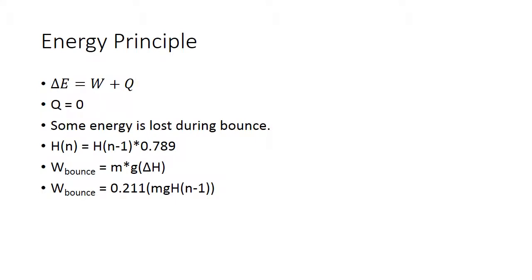Now, why isn't the ball returning to its full height? The energy principle states that the change in energy is equal to the work plus heat. Since there is no heat transfer in the system, some work must be done in the bounce. So this must be equal to the change in gravitational potential energies, which is mg delta h, and this factors out to be 0.211 times mg times the initial height.